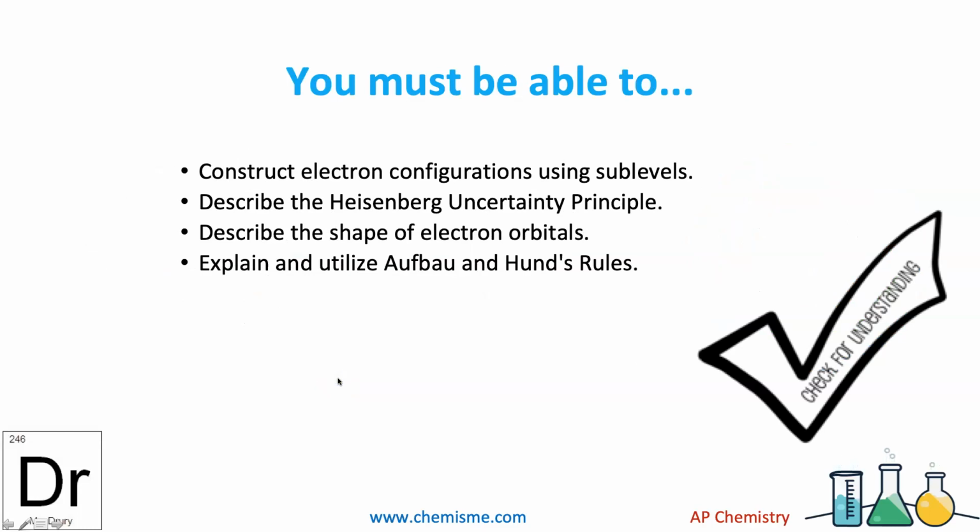At this point, you should be able to construct electron configurations using sublevels, describe the Heisenberg uncertainty principle, describe the shape of electron orbitals, and explain and utilize the Aufbau and Hund's rules.